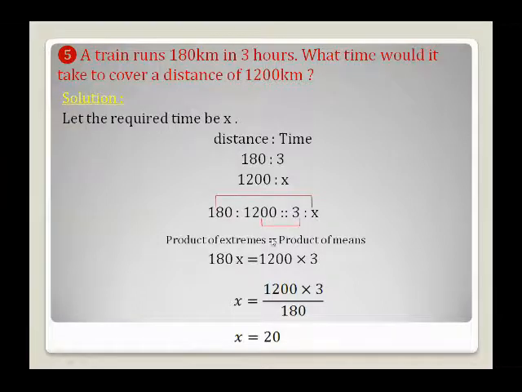Now the same formula is used here: the product of extremes is equal to the product of means. Now students, as you know, the first and the fourth values are the extreme values, so we multiply 180 by x. So here we write 180x, and the middle values are the mean values. So here we write 1200 multiplied by 3. Now 180 is multiplied with x, so we divide on the other side. So here we write 1200 multiplied by 3 divided by 180. Now after simplification, we get x is equal to 20.